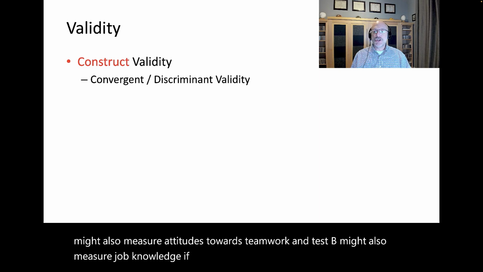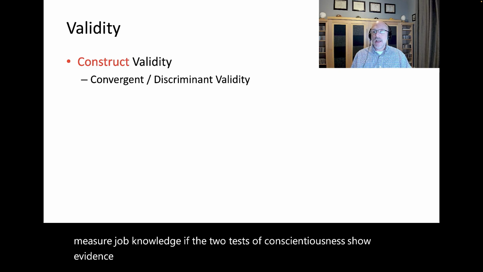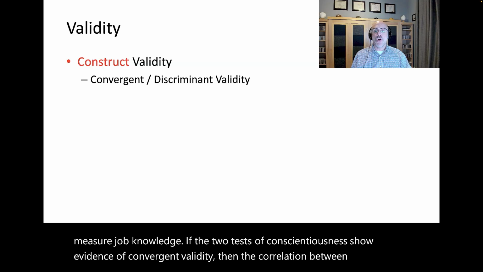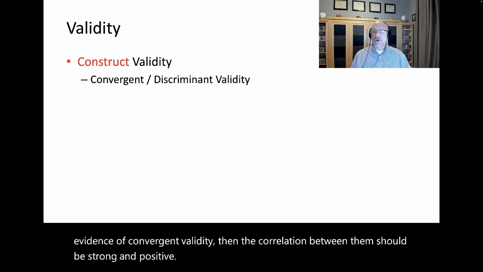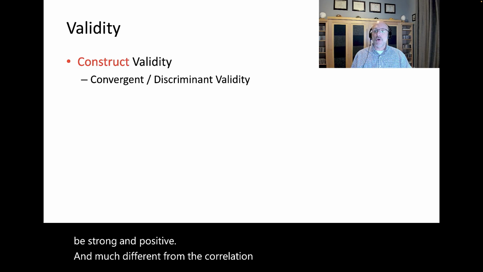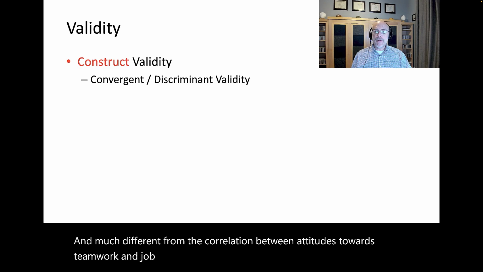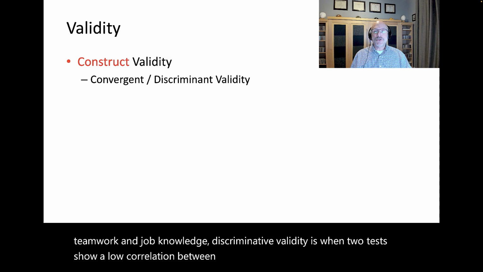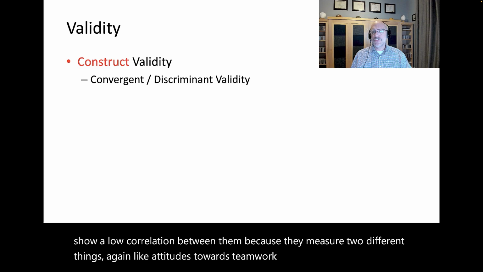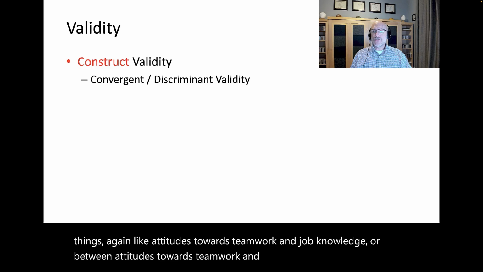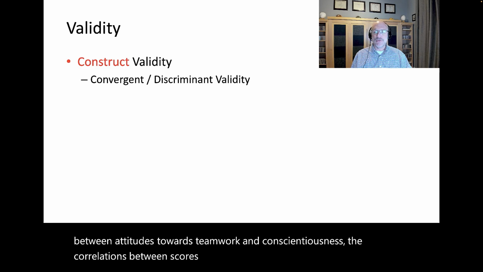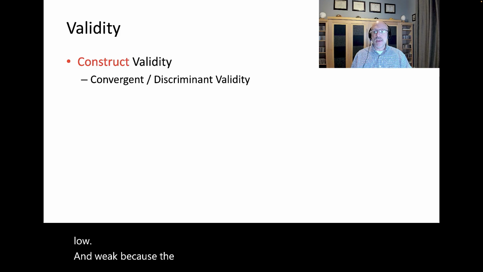If the two tests of conscientiousness show evidence of convergent validity, then the correlation between them should be strong and positive, and much different from the correlation between attitudes towards teamwork and job knowledge. Discriminant validity is when two tests show a low correlation between them because they measure two different things. Again, like attitudes towards teamwork and job knowledge, or between attitudes towards teamwork and conscientiousness. The correlations between scores on these two very different tests should be low and weak because the tests measure different things.